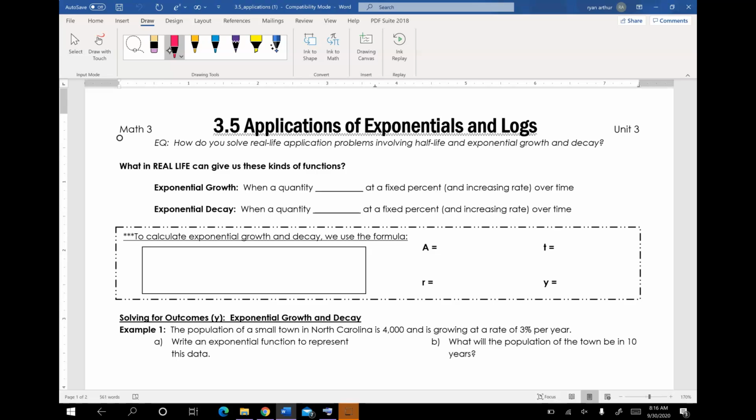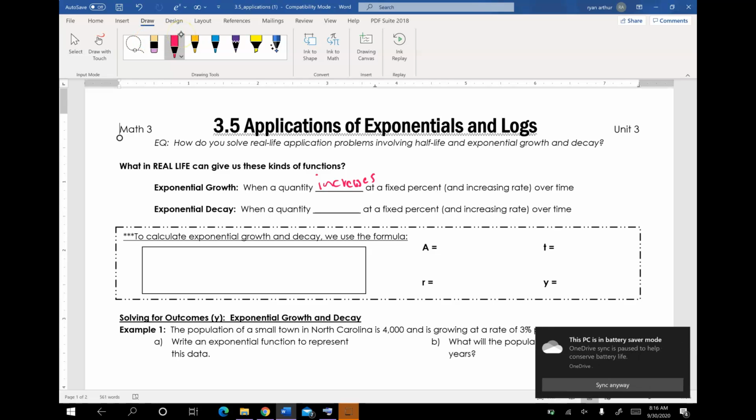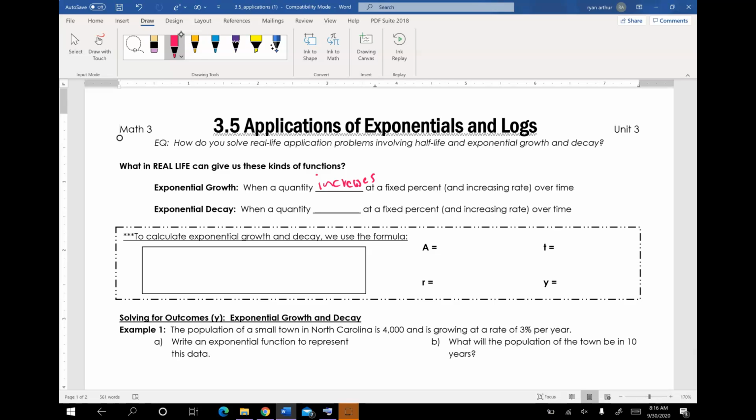So exponential growth is when a quantity increases at a fixed percent and increasing rate over time. Okay, so when you have something that's growing, you're going to look for words like growth or increases, or those words that just mean that it's going up. And then we have exponential decay. Exponential decay is when a quantity decreases at a fixed percent.